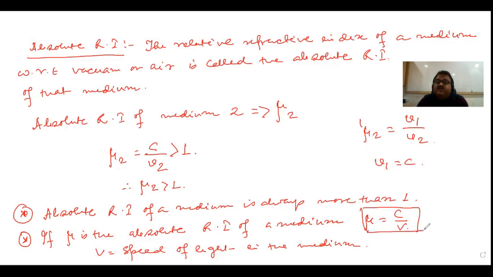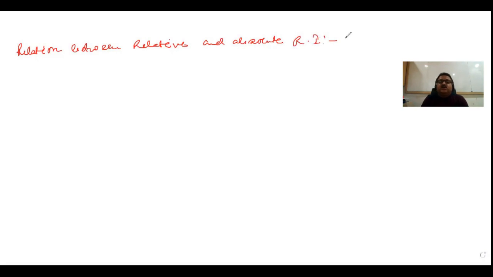Now I'm going to show you a very, very interesting thing. How to obtain a relation between relative and absolute refractive index of mediums, correct? So let me do it. Relation between relative and absolute refractive index. Now look at this.